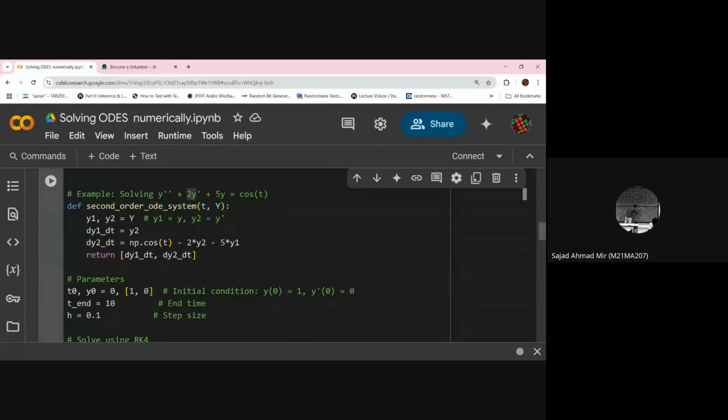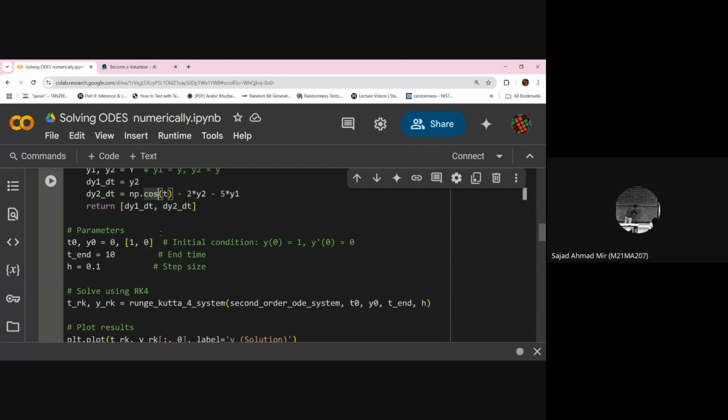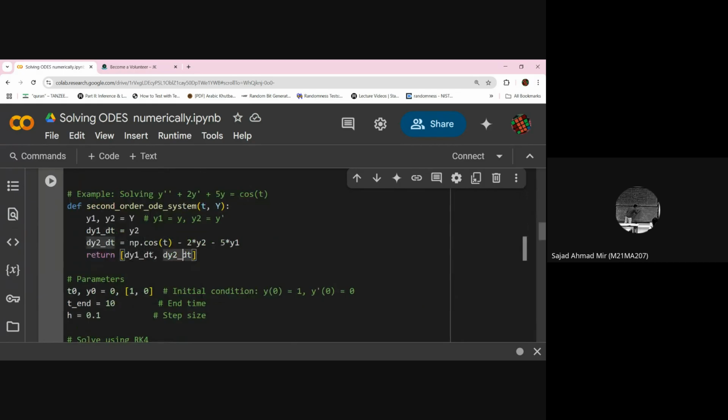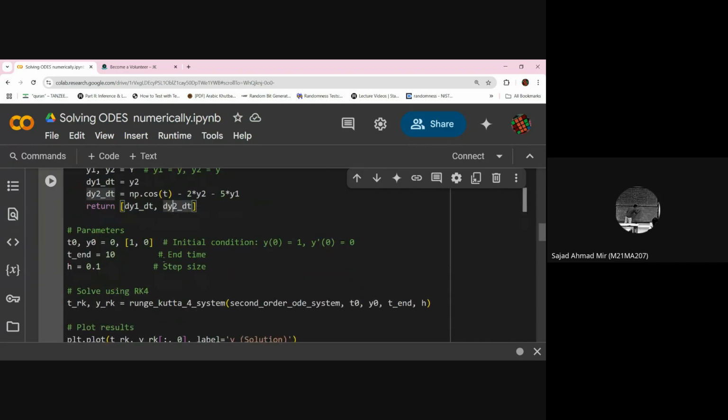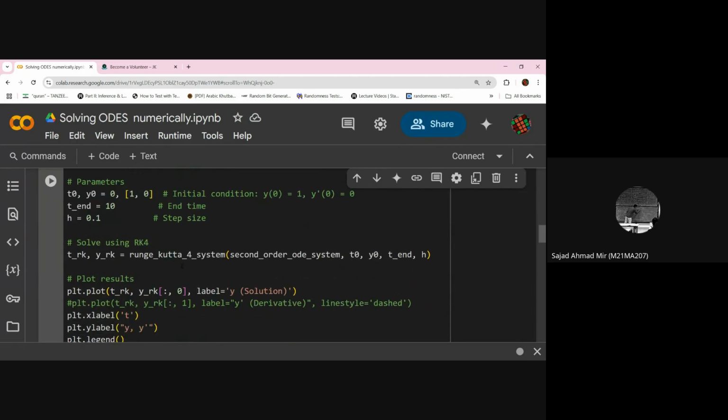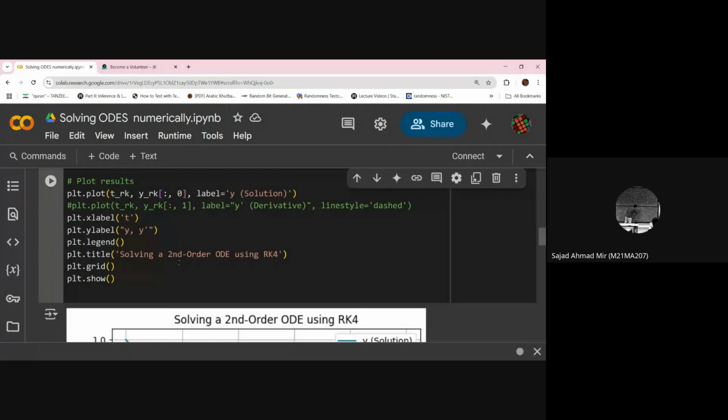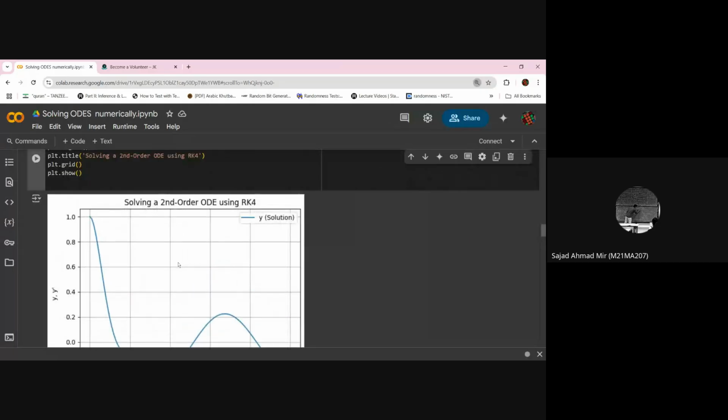Substituting these values here, you are converting your second order ODE to a system of differential equations. This is your first differential equation, this is your second first order differential equation, with the corresponding f1 and f2. Now your example has two first order differential equations. You will supply this in a vector form or a list form to your original RK method, and you will get your solution accordingly. So this is your RK.